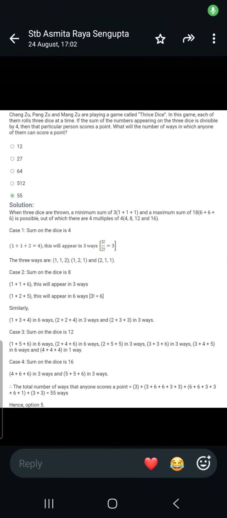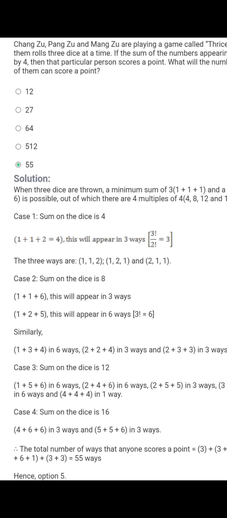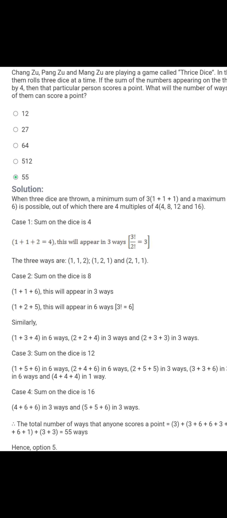Friends, this is a slightly lengthy but easy question in permutation combination. C, P and M are playing a game called thrice dice. In this game, each of them rolls 3 dice at a time.